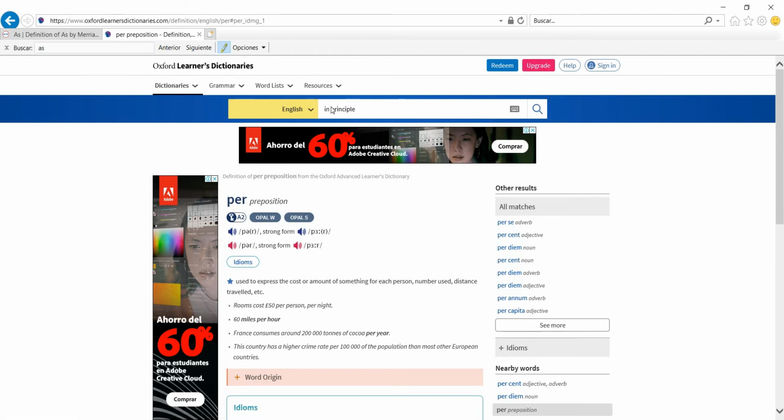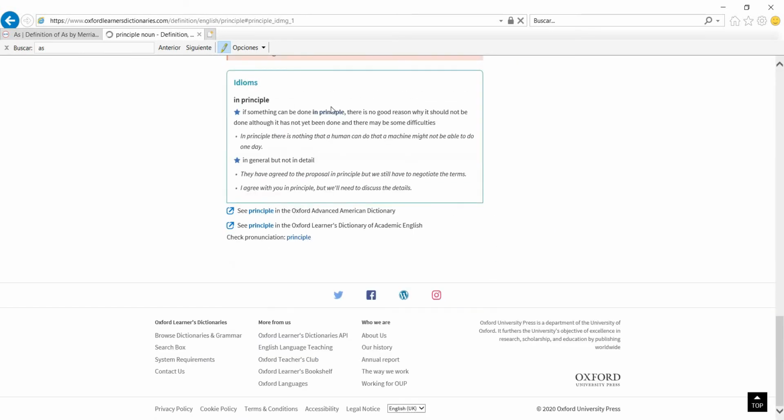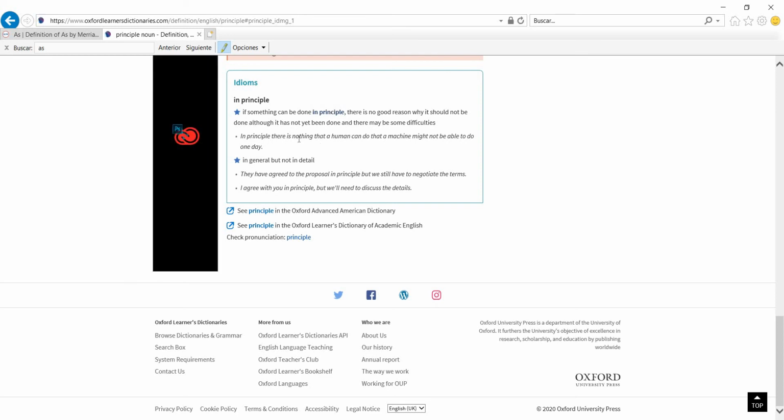"In principle" means there's no reason why this should not be so, right? Or should not be done in principle, right? In principle, there's nothing that a human can do that a machine might not be able to do one day. This is another meaning, right? In general. So in the example, sorry, "as such," no objection to sanctions in principle rather than "as such," right?